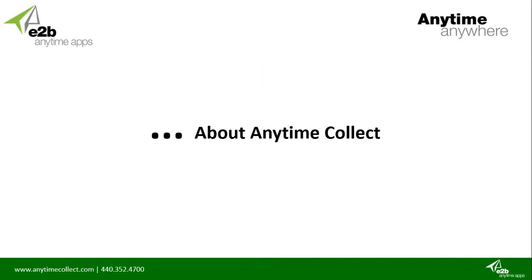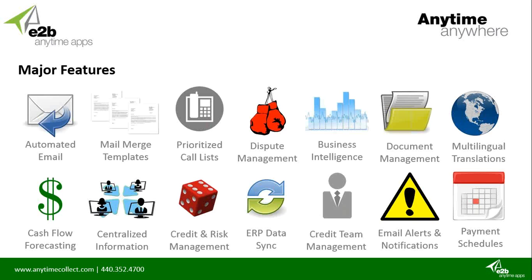So that's 6 ways that you can potentially leverage accounts receivable automation. I'm going to do a little wrap up here, a little bit about Anytime Collect. This in a summary is kind of what we do with the application. We can automate your email. We have mail merge templates, whether they're dunning letters, open invoice reports, statements. Those can all be customized. We can also customize email templates. We prioritize your call lists. We help you manage disputes. We have the embedded BI. We also have document management.